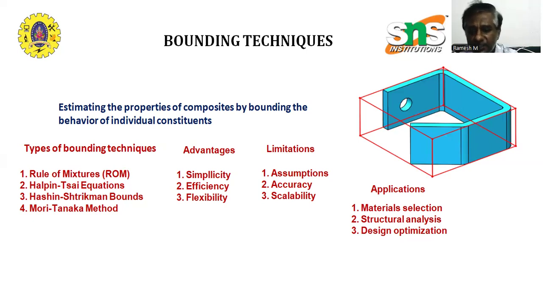Material selection is one application, then structural analysis and design optimization. Bounding techniques can be used to estimate the properties of various composite materials and select the optimal material for specific applications. Then bounding techniques can be used to estimate the elastic properties of composites and perform structural analysis. Next, bounding techniques can be used to optimize the design of composite structures by estimating the effects of fiber orientation and volume fraction as well as the material properties.